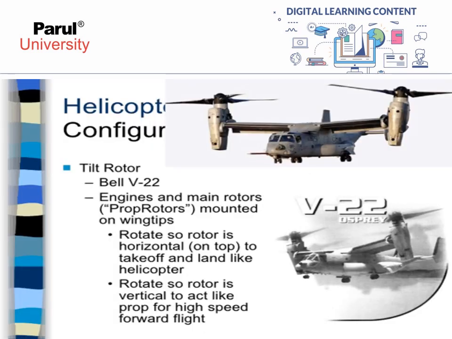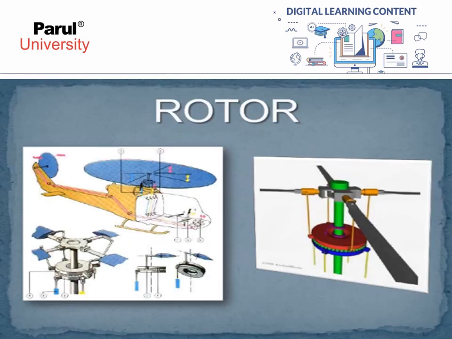Now in this helicopter, this is the tilt rotor PLV22, with engines and main rotors, prop rotors mounted on wingtips. The rotor is horizontal on top to take off and land like helicopters. The rotor is vertical to act like a prop for high speed forward flight. Now in these types of rotors, we can see the features of the helicopters and what the components are.